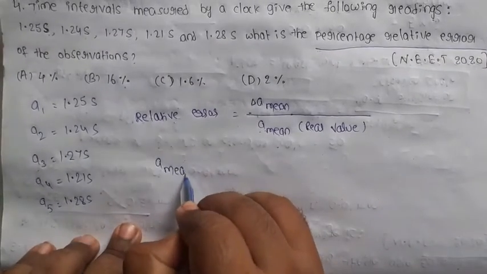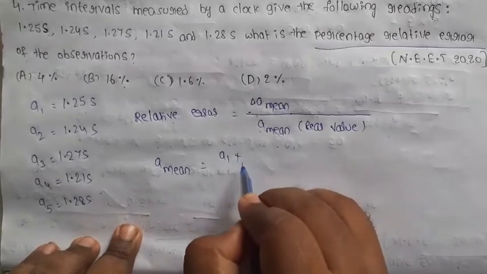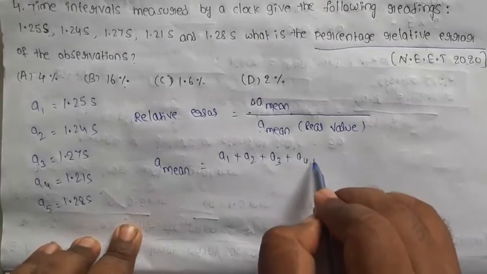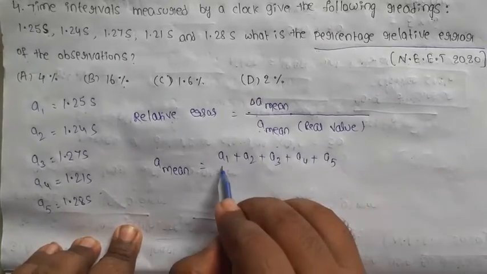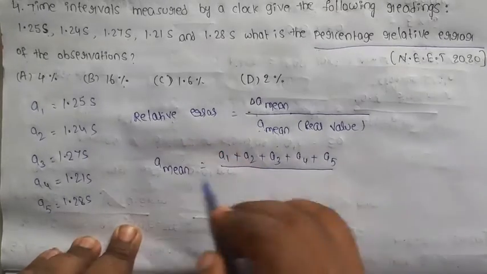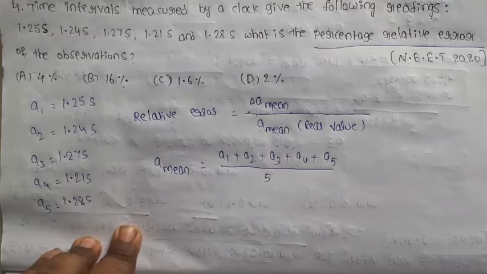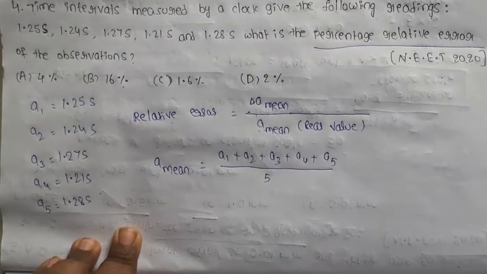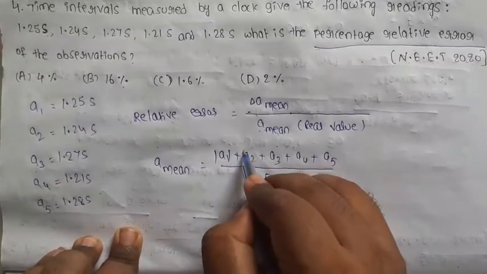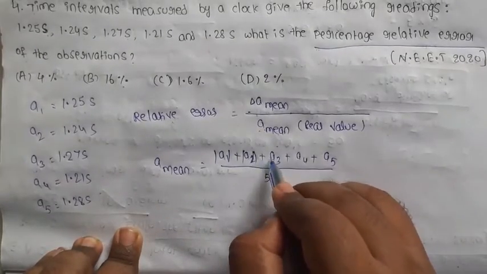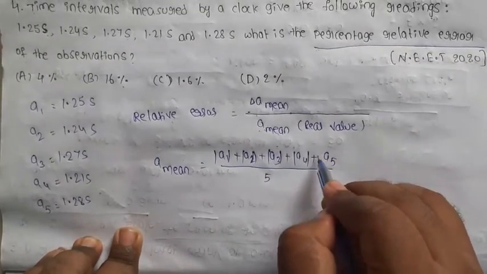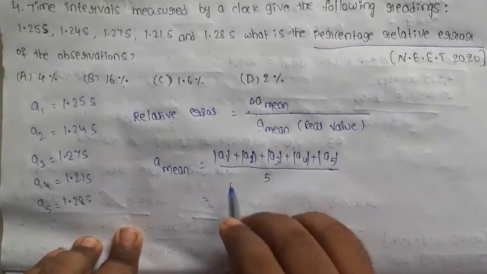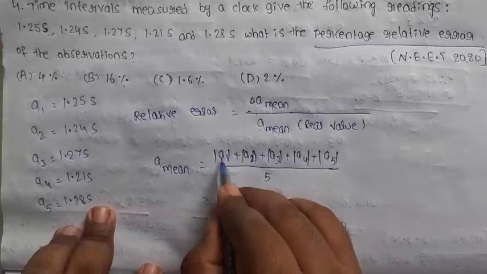A mean equals (A1 + A2 + A3 + A4 + A5) divided by how many readings are there? Total 5 readings: the sum of the readings divided by the total number of readings. Here modulus is also there. If any value is negative, it becomes positive.